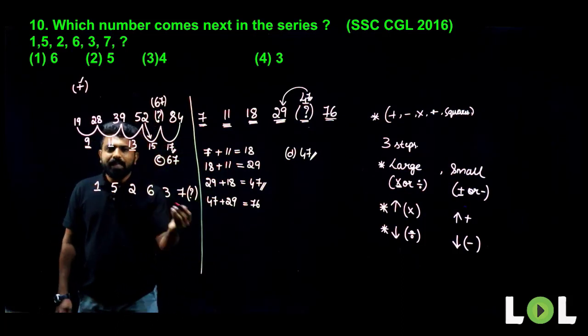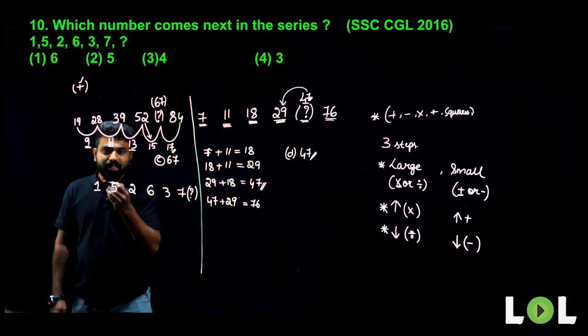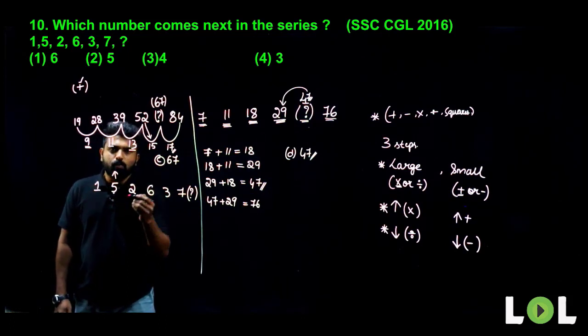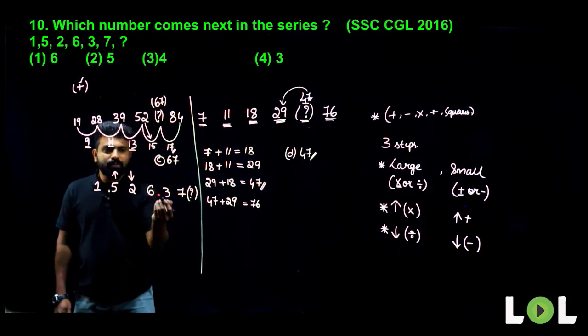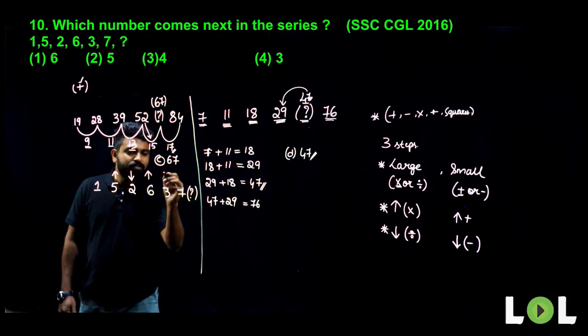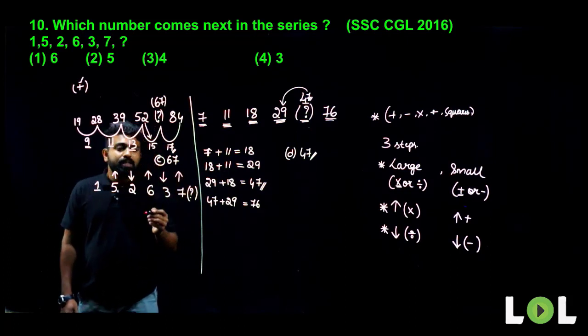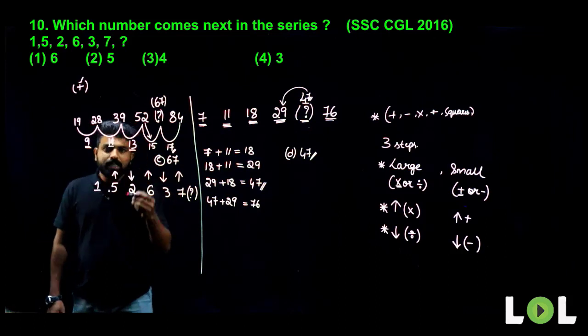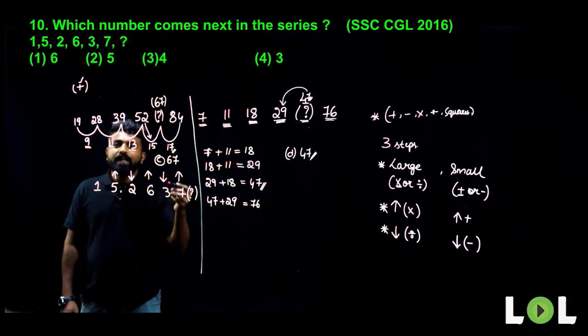What's happening in this series? The terms, are they increasing or decreasing? See, when you compare my first term and the second term, there is an increment. When I compare my second term and the third term, what's happening? There is a decrement here. What about third term and the fourth term? There is again an increment. What about fourth term and fifth term? There is a decrement. Again there is an increment. Meaning in this series, there is an alternate increase and decrease.